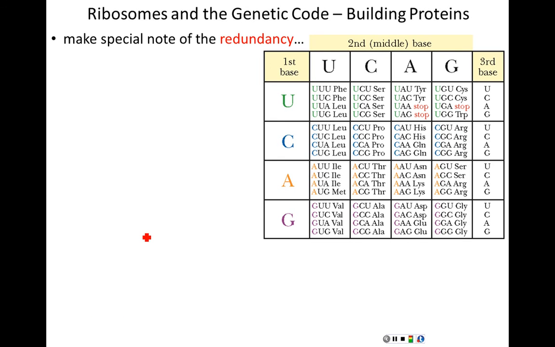This is called redundancy. And having 64 codons for 20 amino acids allows you to have multiple codons code for the same amino acid. So if you pick up any of those mutations, you have a silent mutation. You don't see the effects at all.